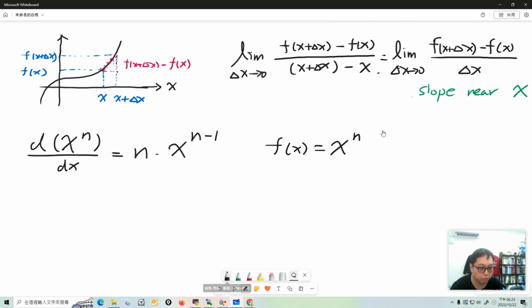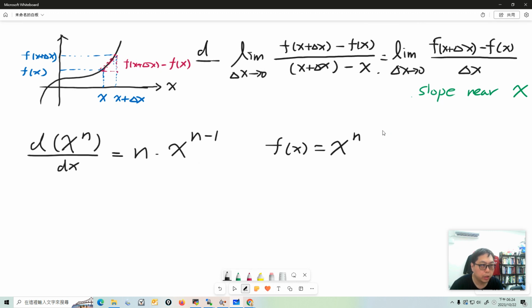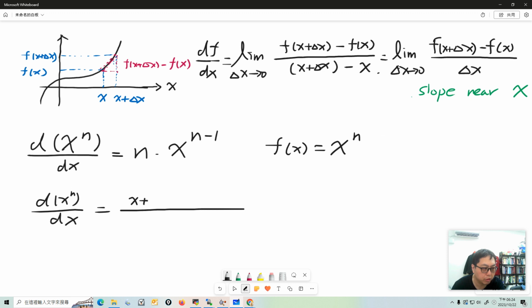I should write df over dx here. df over dx equals d x to the n over dx. So let's put in the definition. f of x plus delta x: right now our function is x to the power n, so it becomes x plus delta x to the power n, minus x to the n, and the denominator is delta x.